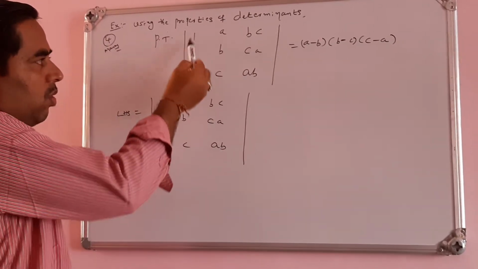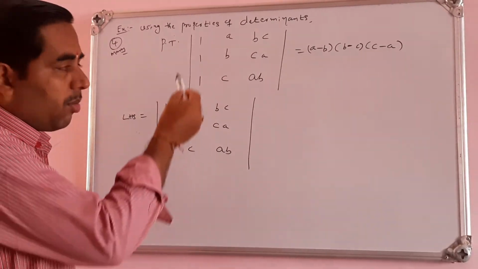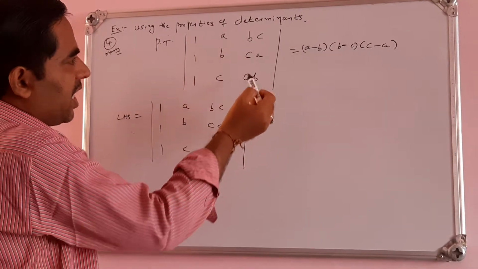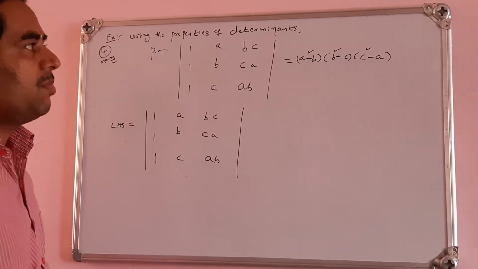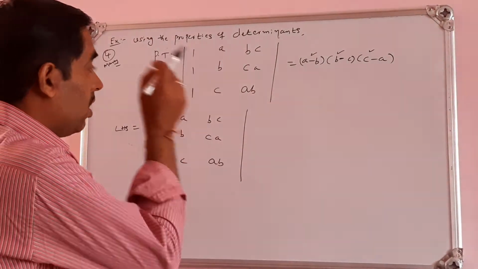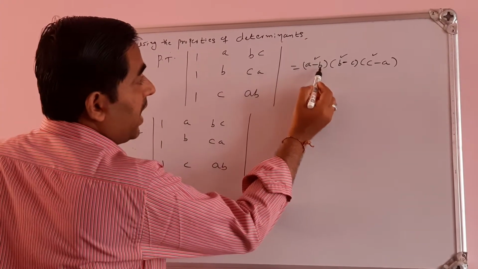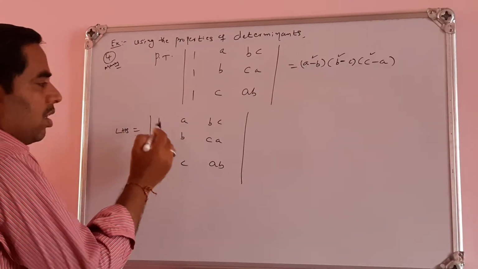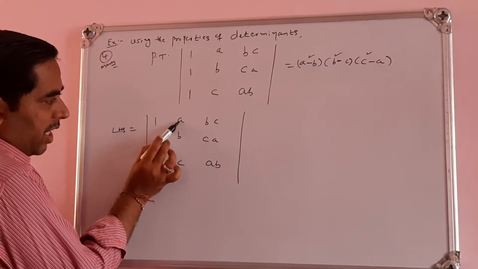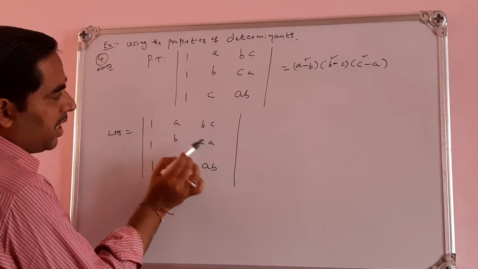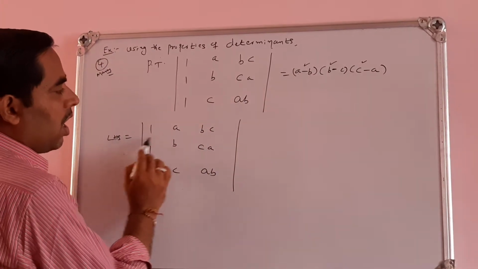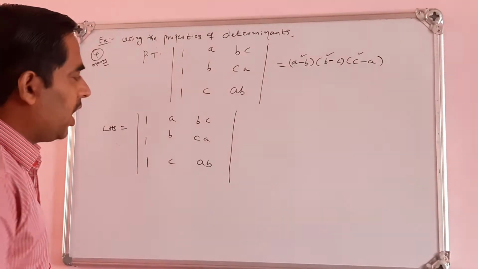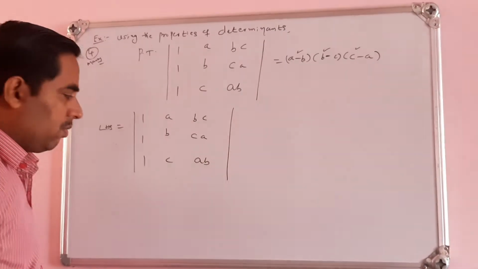Observe the elements 1, 1, 1. In the first column, all the elements are 1, then A, B, C, B, C, C, A, A, B. On the right hand side, you should get 3 factors: A minus B into B minus C into C minus A. Here I can easily point out A minus B, then B minus C. That means I can apply operations directly on the first row and second row. So these are the options.